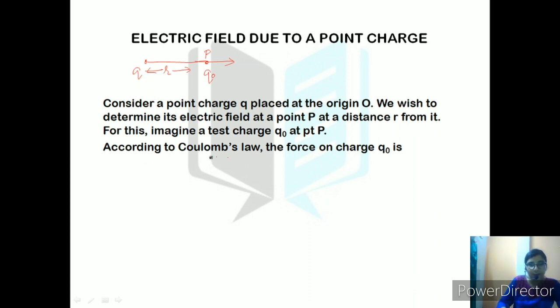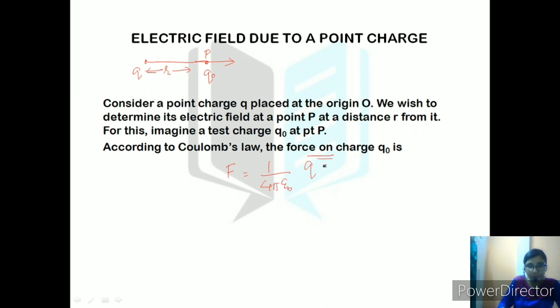Then according to Coulomb's law, what is the force acting on Q naught? The force of repulsion, as these two are positive, Q naught will be repelled away. And what amount of force will be acting on it by Coulomb's law? 1 by 4 pi epsilon naught, product of the charges.